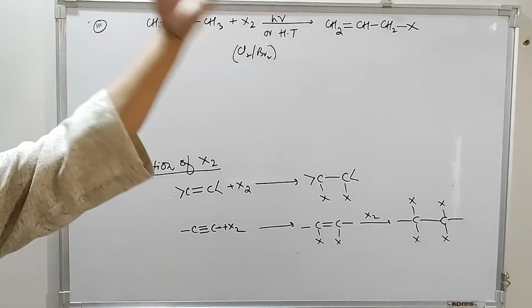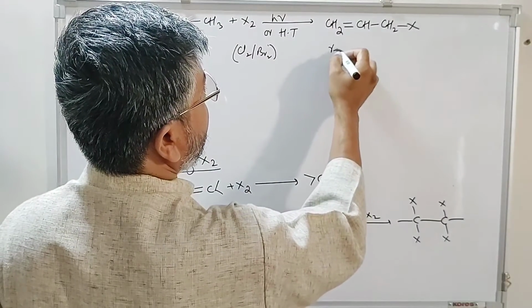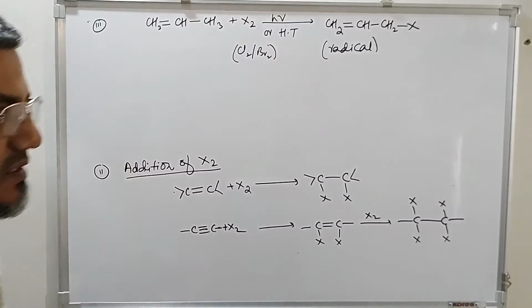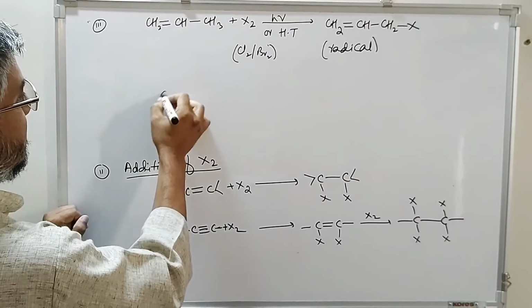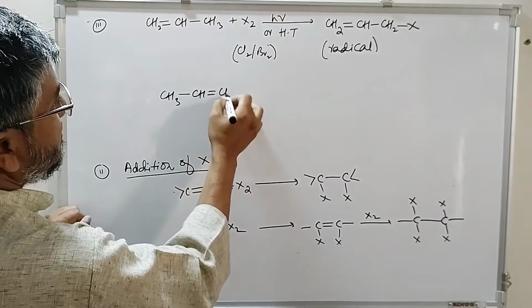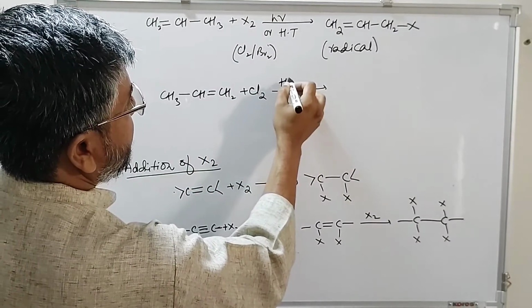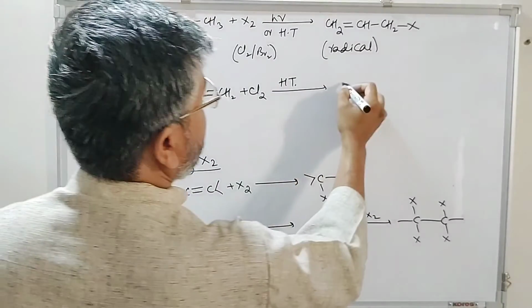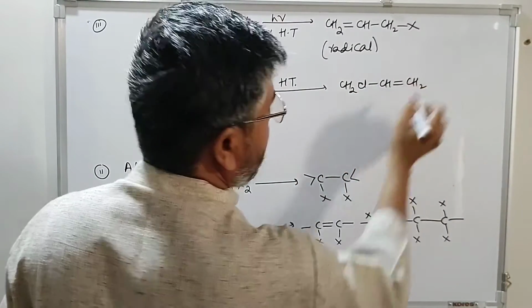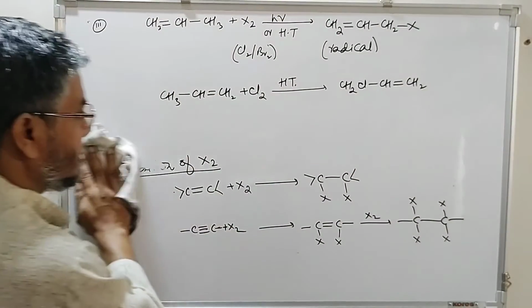So this is known as allylic substitution reaction. Here the reaction is proceeding through free radical mechanism. So keep in mind this reaction condition. So take this example. CH3-CH=CH2 reacts with chlorine at high temperature. So this gives you CH2Cl-CH=CH2, allylic chlorination.